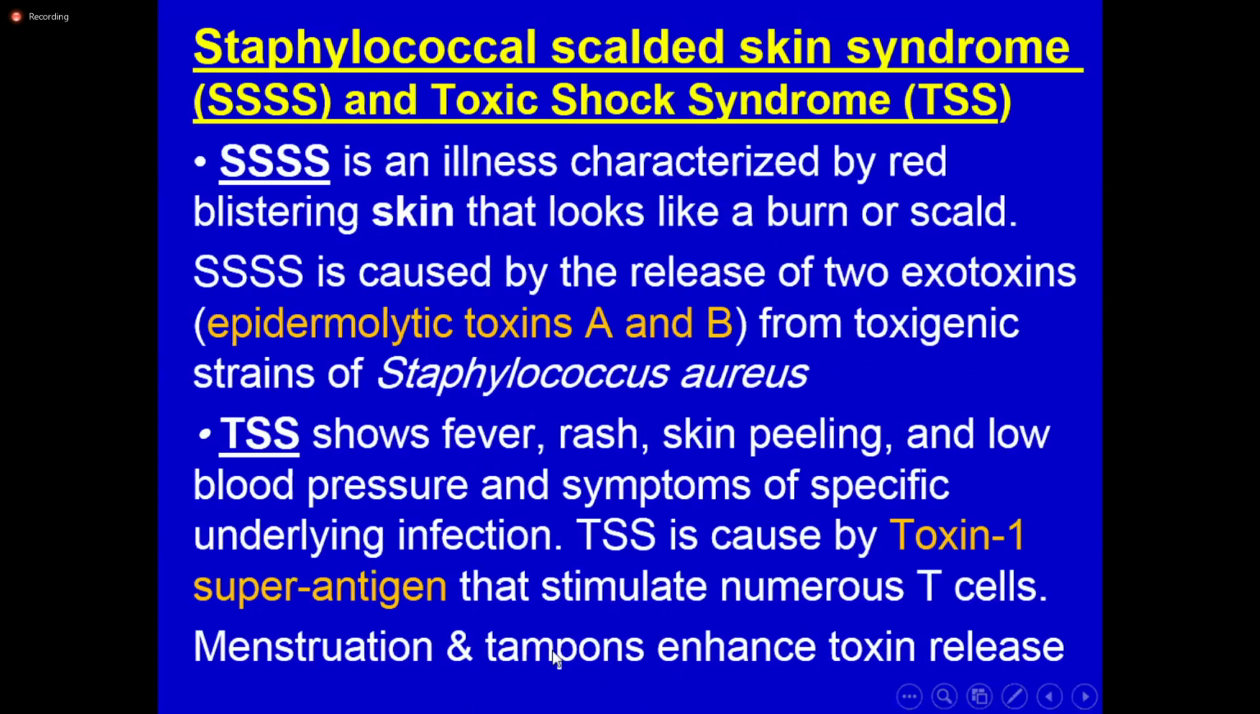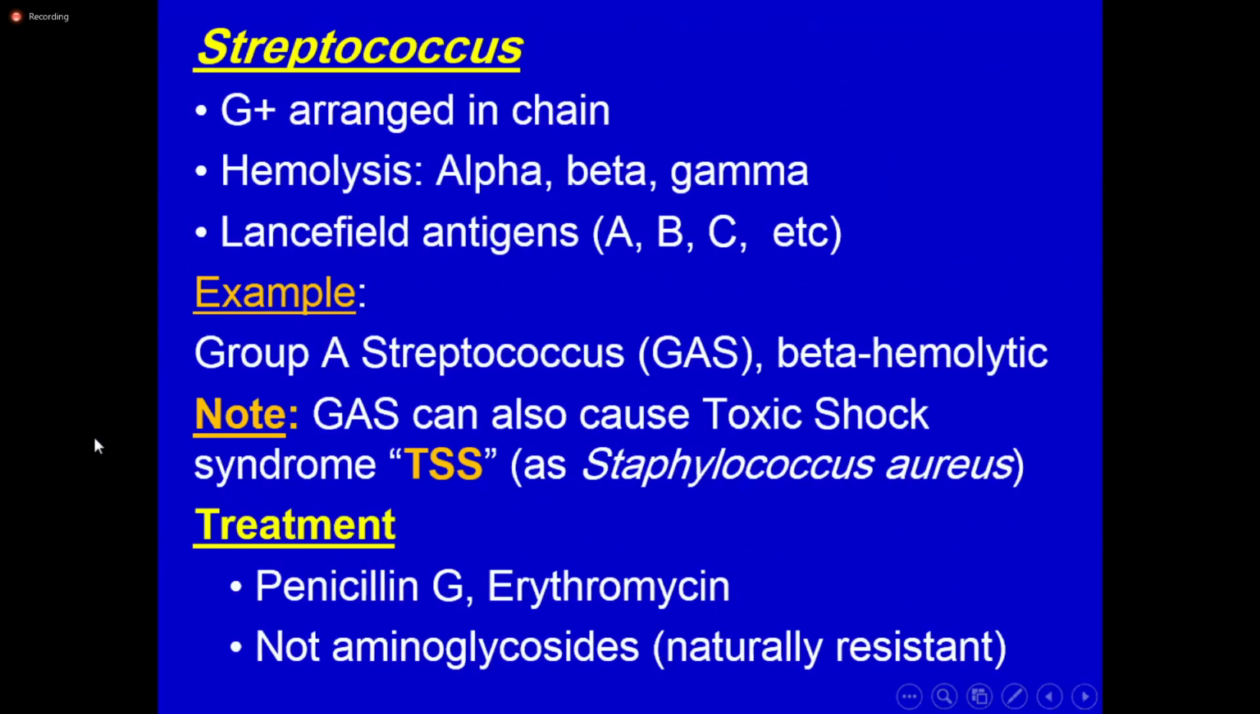I will come back again to TSS in a moment. Remember, here we have spoken about Staph aureus, but I will speak about Streptococcus pyogenes, which can cause the same condition, TSS. So Streptococcus is gram positive, arranged in chains. حكينا أيضا سابقا أنه it is arranged in chains زي السبحة.